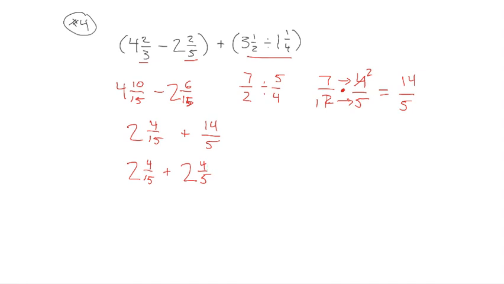But now we need to turn these into common denominators as well. So we have to turn that into 15. So if we have 2 and 4/15, now plus 2 and 12/15, that gives us 4 and 16/15. So we're not quite done yet because now we have an improper fraction embedded into a mixed number. So we simply need to turn that into 5 and 1/15, which is our answer.